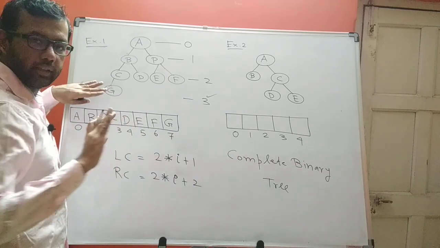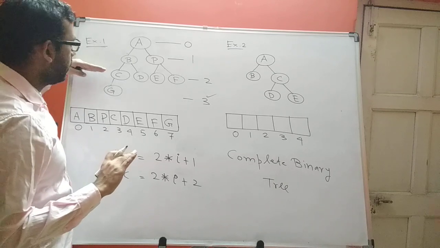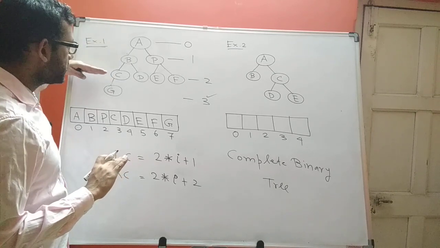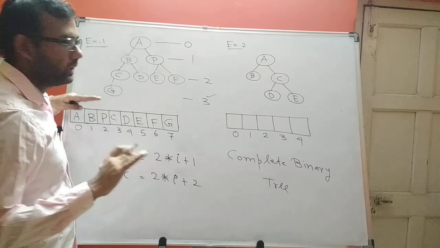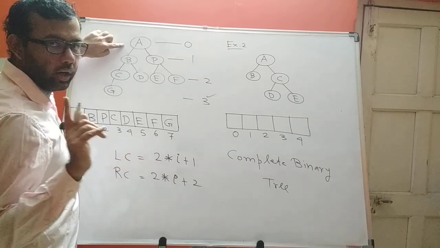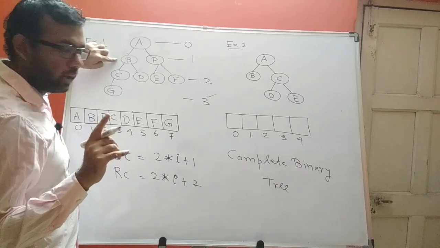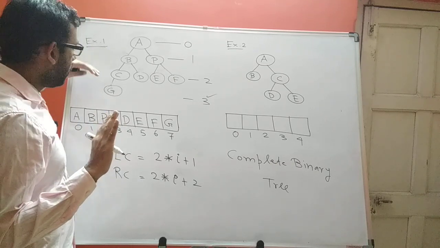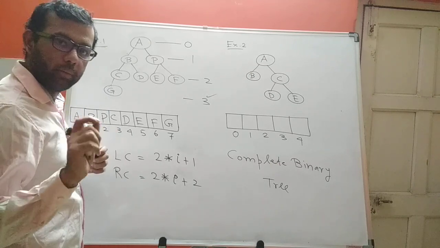Now I'll not consider the last level. I'll consider all levels before the last level. So all levels before the last level are 0, 1 and 2. Up to this point, my levels are full. That means I cannot have more than one node at level 0, I cannot have more than 2 nodes at level 1, I cannot have more than 4 nodes at level 2. So all levels preceding the last level contain maximum number of nodes.